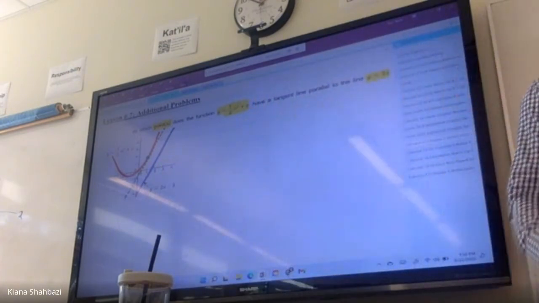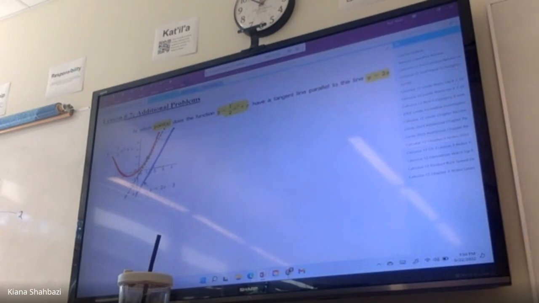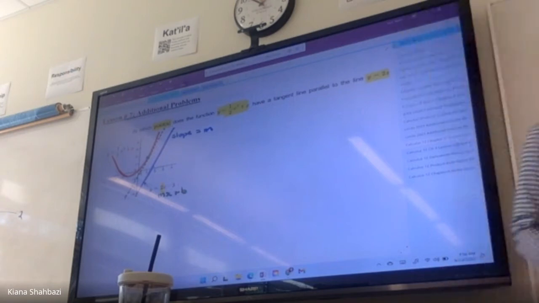Now, because this is calculus, obviously this has to do with derivatives, because what's the slope of that blue line? 2. Yeah, the slope of the blue line equals 2, right? Just remember y equals mx plus b. Or what's the derivative of 2x minus 3? 2, right? So we know the slope. The slope equals 2 here. So the slope of that blue line is 2.